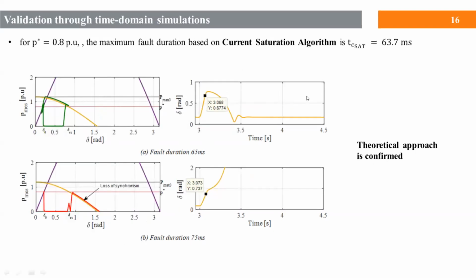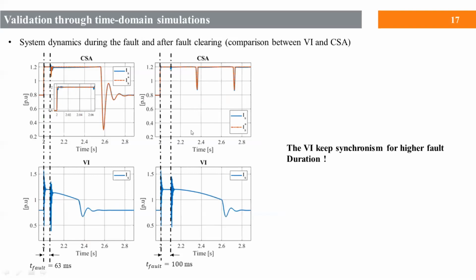Similarly to the VI, we did the same thing for the current saturation algorithm, and once again, the sequences of synchronization are confirmed for both fault durations. To show the dynamic behavior of the current during the post-fault synchronization for each method, the first case here considered a fault duration of 63 milliseconds, which is close to TC CSI.